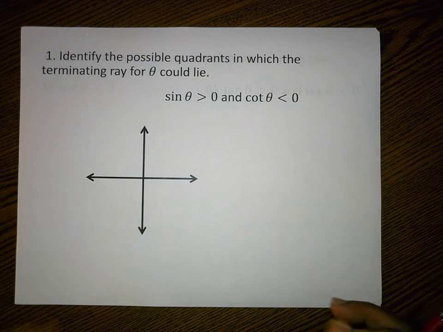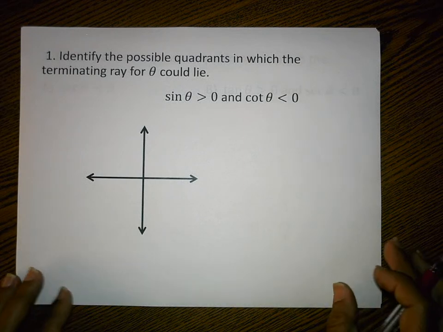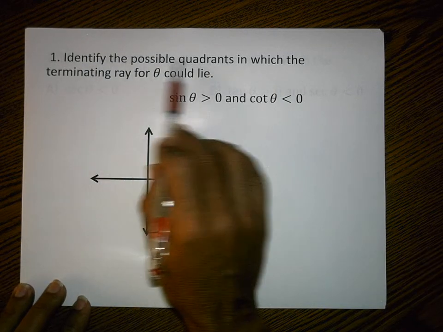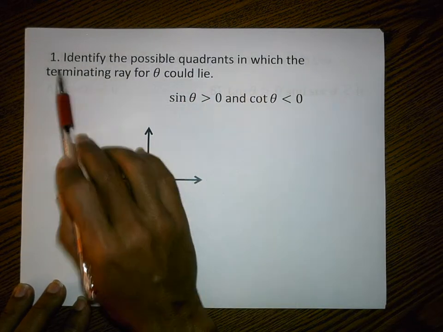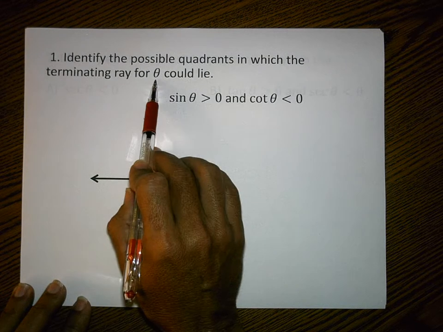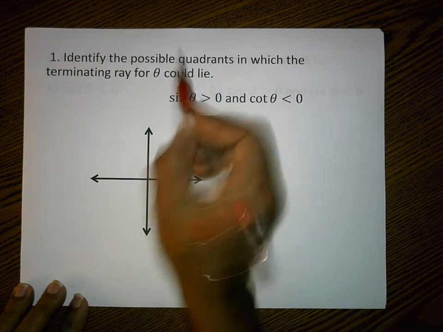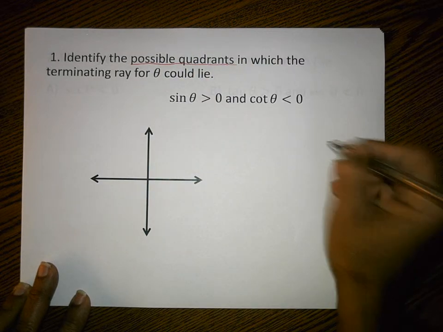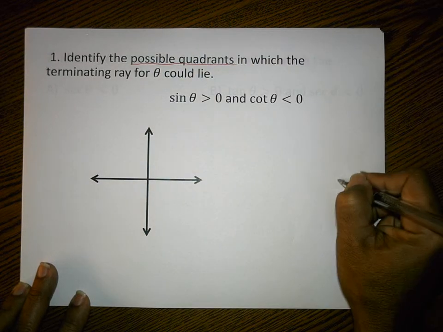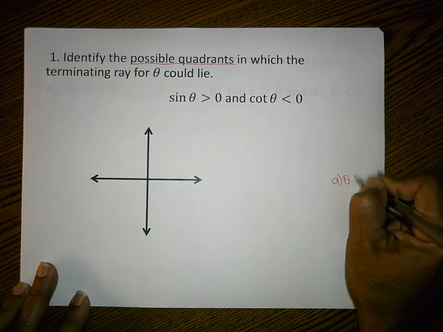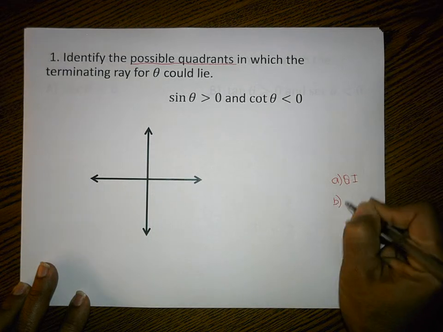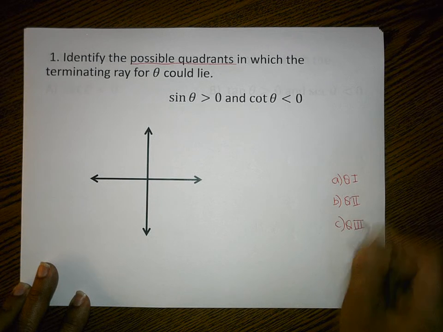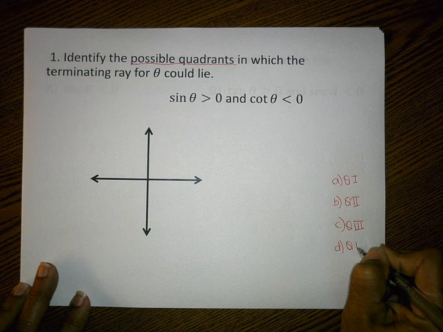All right, here are some of the questions you will see in 1.3. All right, identify the possible quadrants in which the terminating ray of theta could lie. So all we're doing here is deciding which quadrants. So if I give you the homework and the multiple choice is A, quadrant 1, B, quadrant 2, C, quadrant 3, and D, quadrant 4.